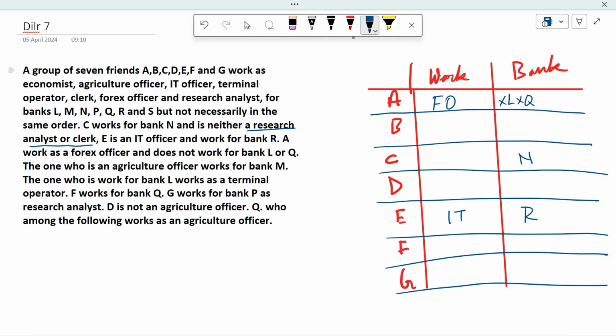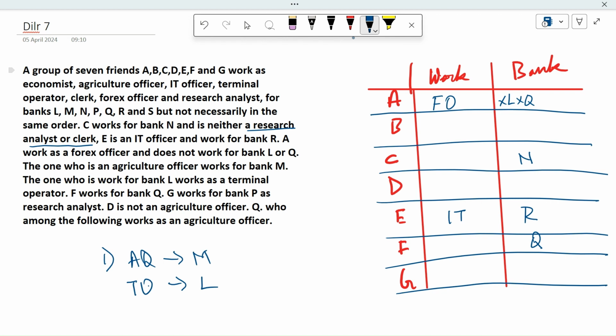The one who is an agriculture officer works for bank M. Okay. The one who works for L works as a terminal operator. So terminal operator works for L. Fine. F works for bank Q.